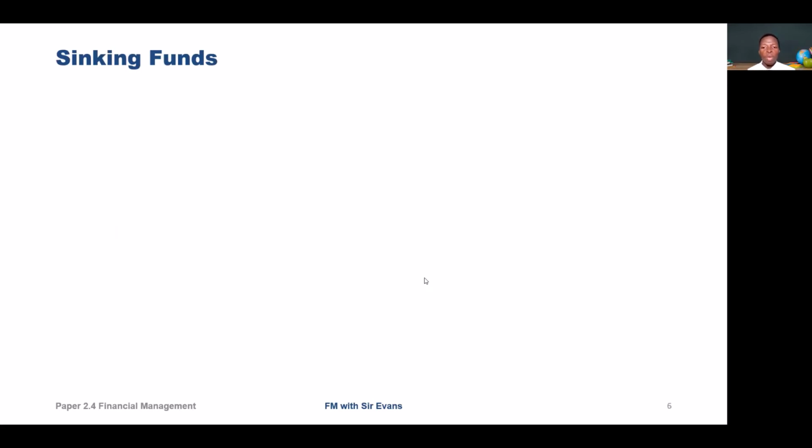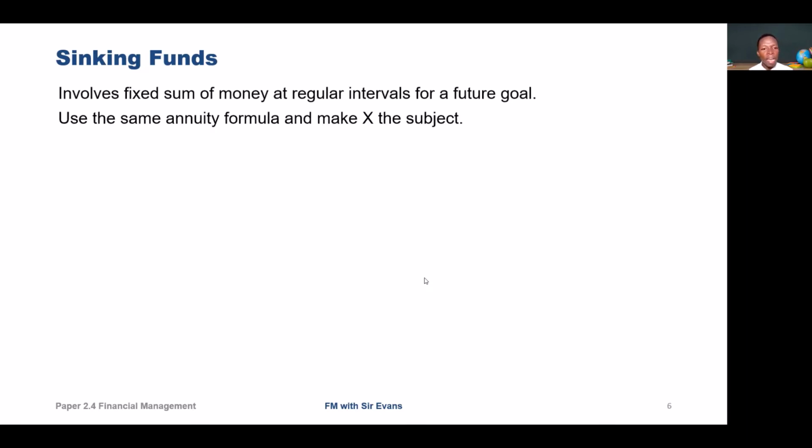Okay, so we have instances where we are setting aside a fixed sum of money at regular intervals to achieve a specific sum at some future point in time. So we may have an investment target which we want to meet after a number of years. So we would be saving a fixed amount of money till we get to that point. So that's a sinking fund. It involves a fixed sum of money at regular intervals for a future goal. So we will be required to find a fixed annual amount which is necessary. So we use the same annuity formula which we looked at, considering if it is in advance or in arrears, and we make X the subject.